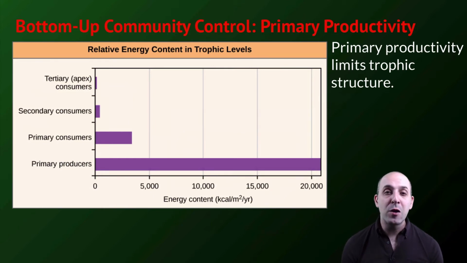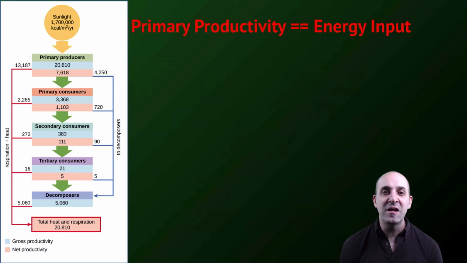In other words, the primary productivity of the community places a hard limit on the overall trophic structure of that community. This graph shows how this works. The primary producers have considerably more relative energy content in them than the primary consumers do, the secondary consumers do. This is an inescapable result of the laws of thermodynamics and how energy moves through the community.